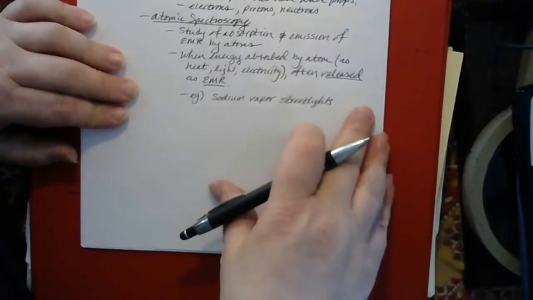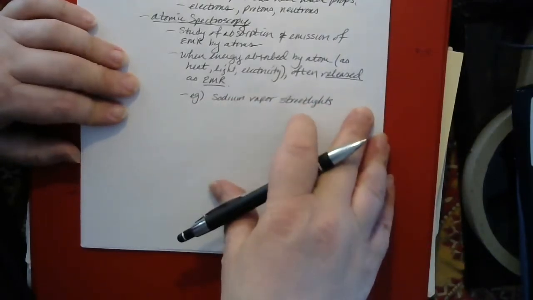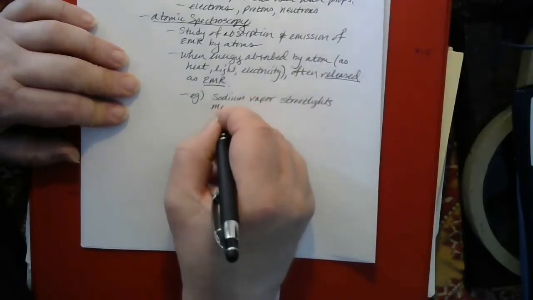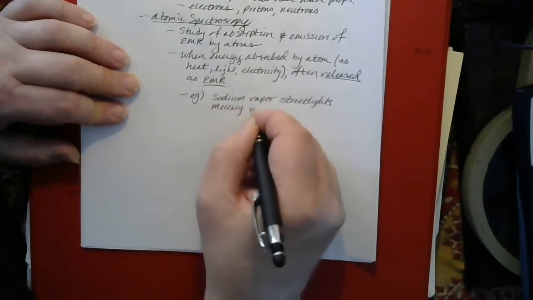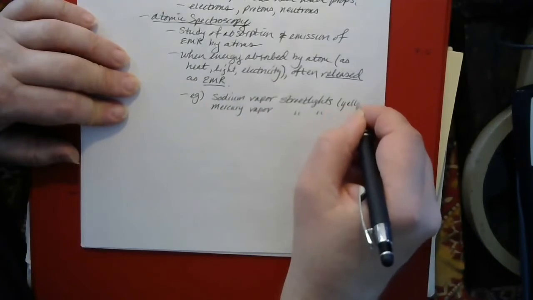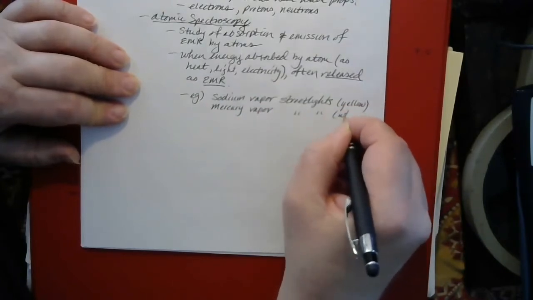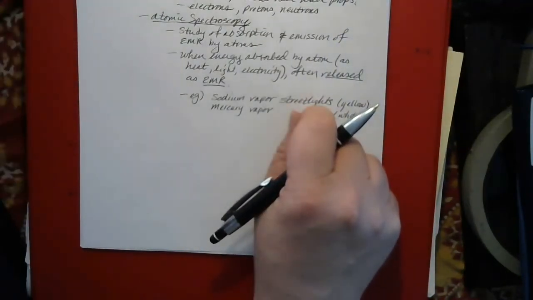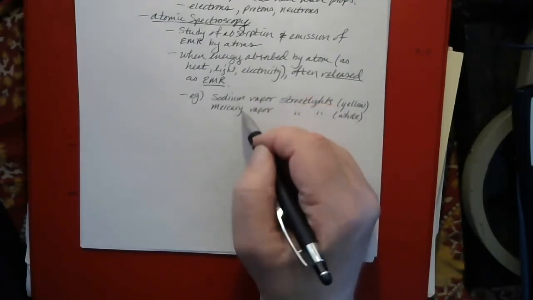So some examples would be things like sodium vapor streetlights. Those are the yellow streetlights, or mercury vapor streetlights. Those are the white ones. Except actually there are some new LED type streetlights, like the ones they just installed on Niagara Falls Boulevard, that use a lot less energy. So we're going to be seeing a lot more of those in the future. But for now, most of them are still either sodium vapor or mercury vapor lights.